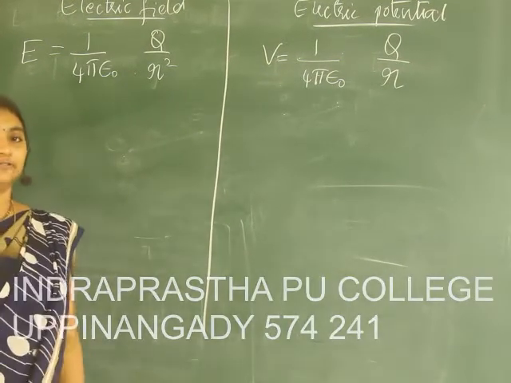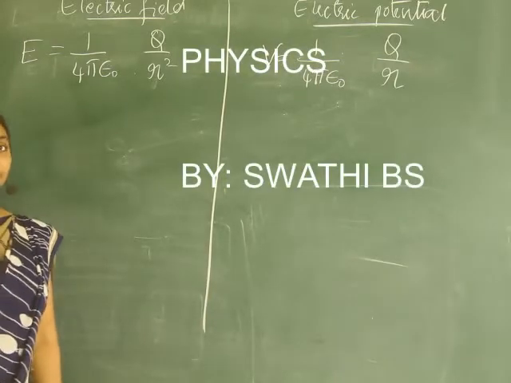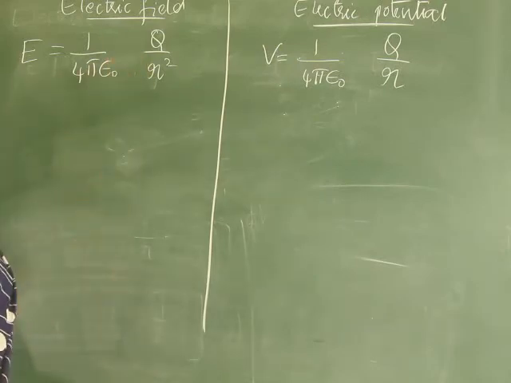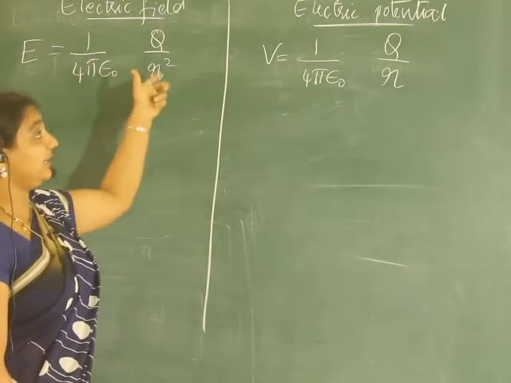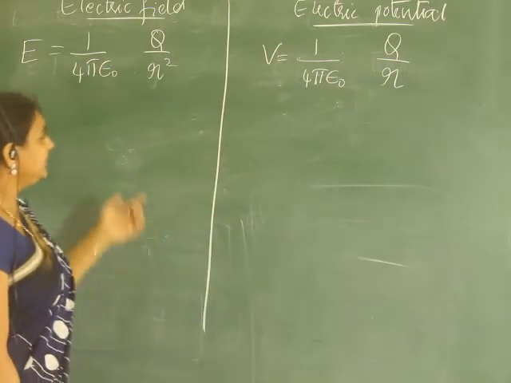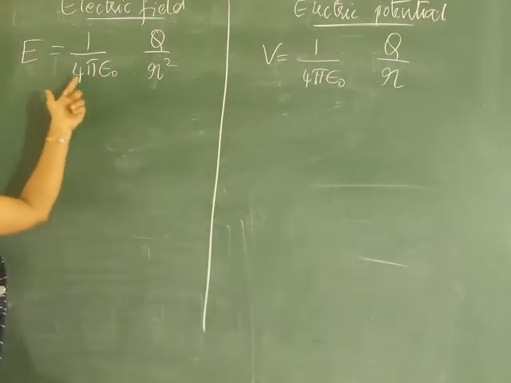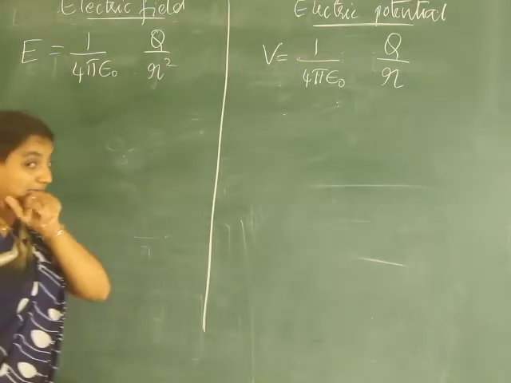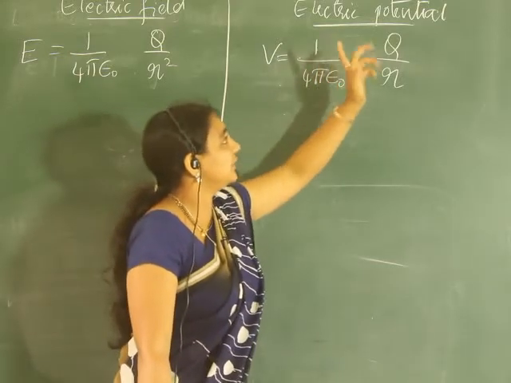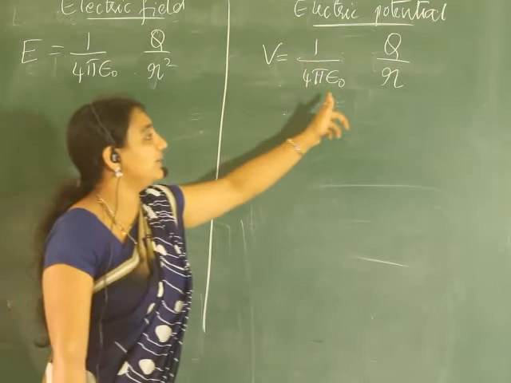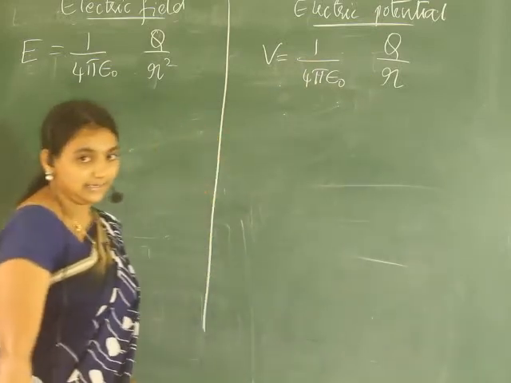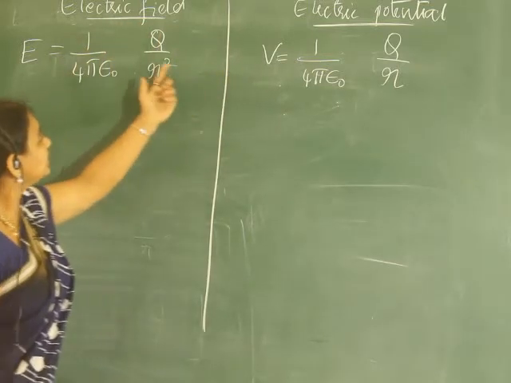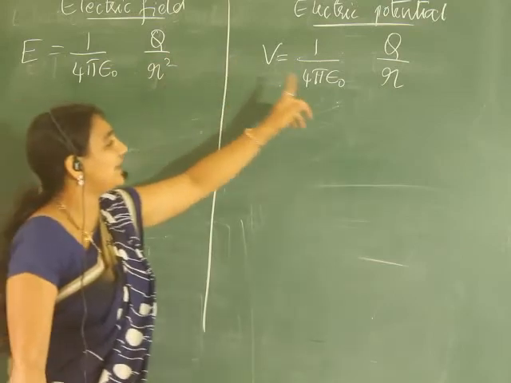After the derivation of the expression for electric potential due to a point charge, I can compare the expression of the electric field and electric potential. That is, we got the expression for the electric field as 1 by 4 pi epsilon naught q by r square in our previous chapter. And in the previous class, we got the expression for the electrostatic potential, V is equal to 1 by 4 pi epsilon naught q by r. So the difference between electric field and electric potential is just one denominator square, and here it is r.